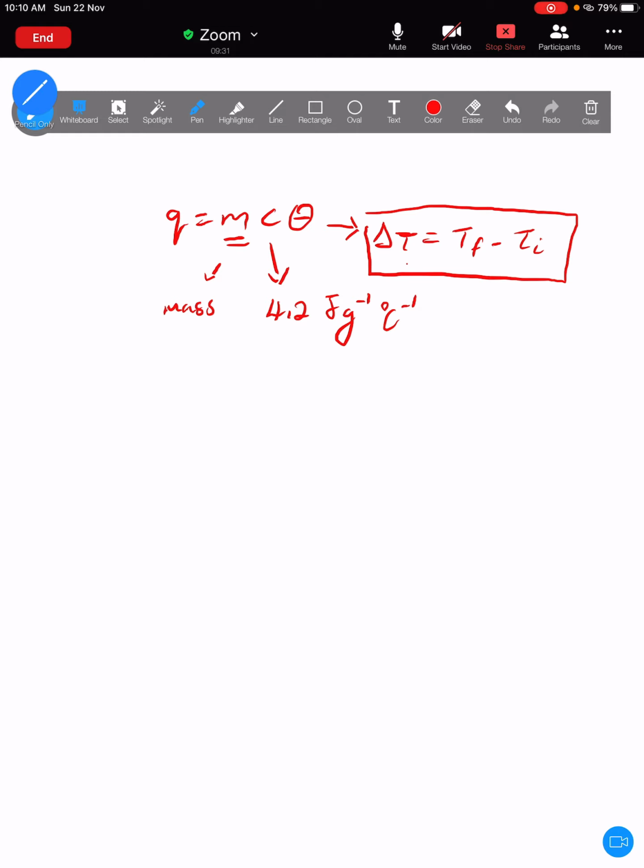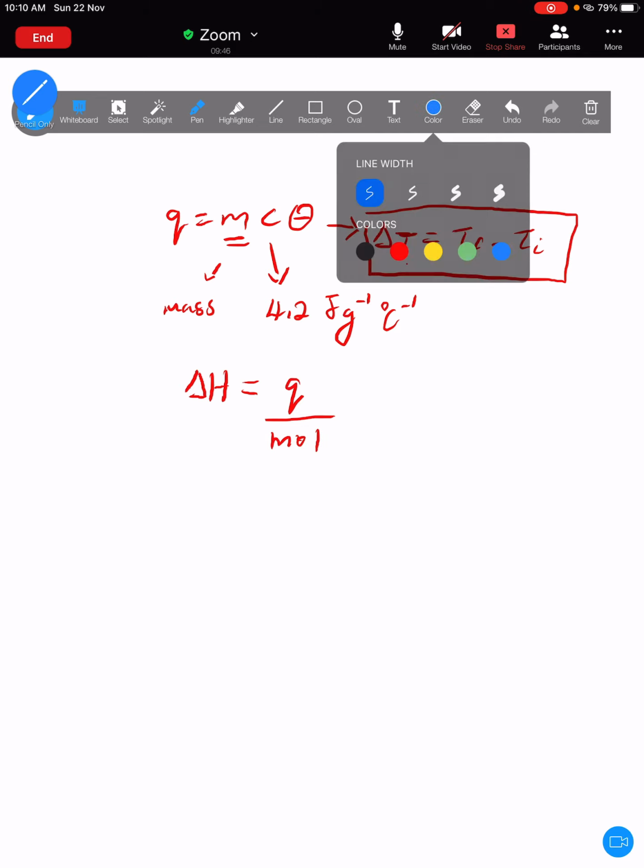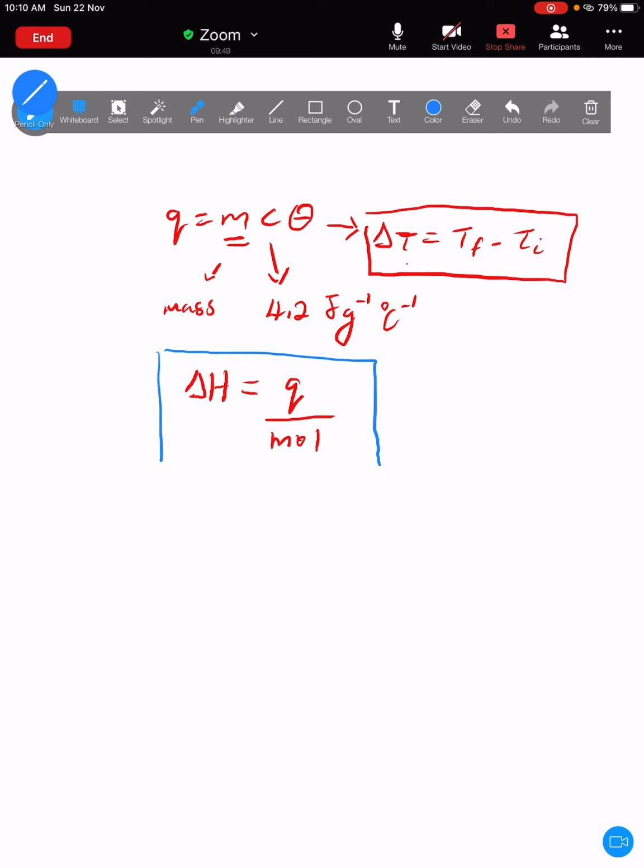In this particular question, they will always ask you to calculate the delta H value, the heat of reaction. The heat of reaction will be Q over mole. This is a very common one that you need to know. And in thermochemistry, always remember you need to draw the energy level diagram, or sometimes they might also ask you for the energy profile diagram.